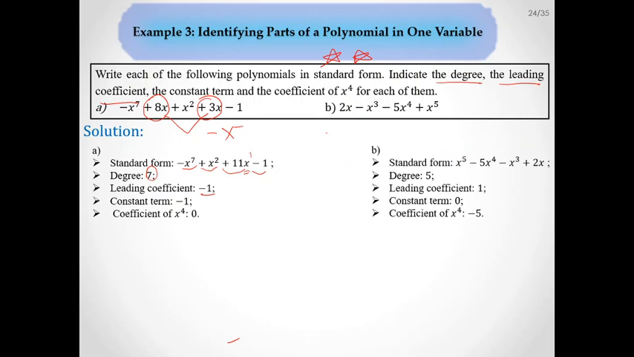The degree, the biggest degree, is 5, for sure. The leading coefficient here is 1. The constant term is plus 0, because we don't see a constant term, so it's automatically 0. The coefficient of x to the 4th is negative 5.